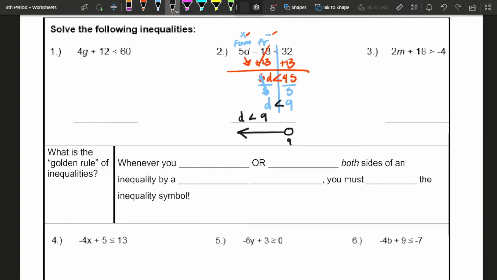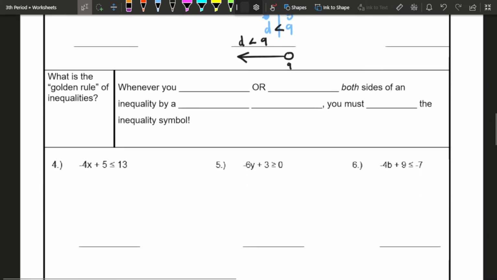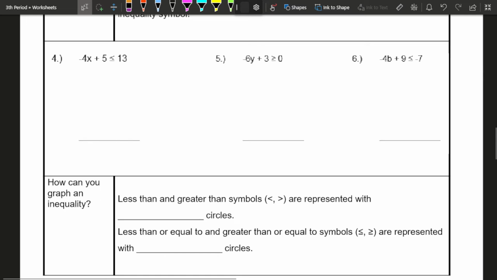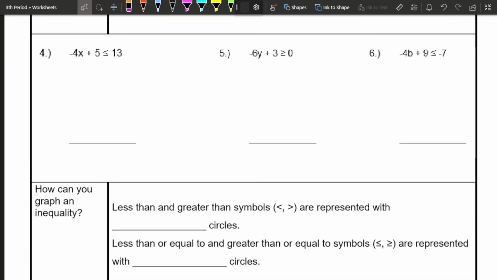Now, numbers 1 and 3 are the same. Now, number 4, if you stick around this long, this is great because now we're going to talk about the only rule that we have that is different from equations. And let's go ahead and, which one y'all want me to do? 4, 5, or 6? It doesn't matter.